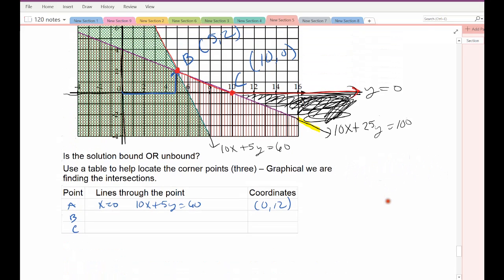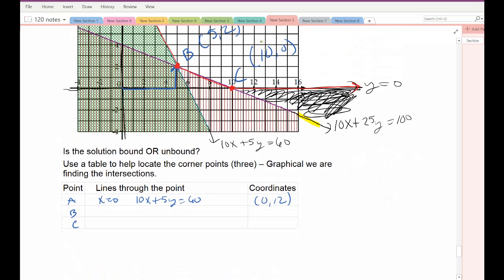Alright, next one, C, is at 10, 0. That's the next one that's sort of easy to see. It's a corner because it goes through the line y equals 0, and through the line 10x plus 25y equals 100, and then I check that it is actually at 10, 0, right? Plug in 0 for y, so 10x plus 0 equals 100, divide by 10, x equals 10, and it checks.